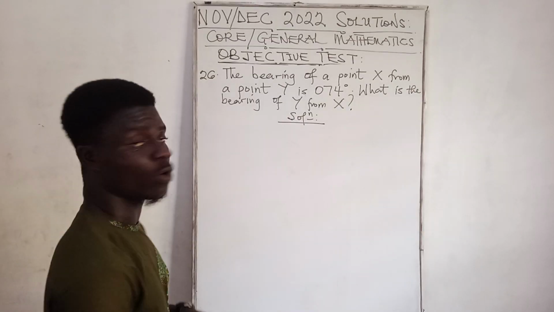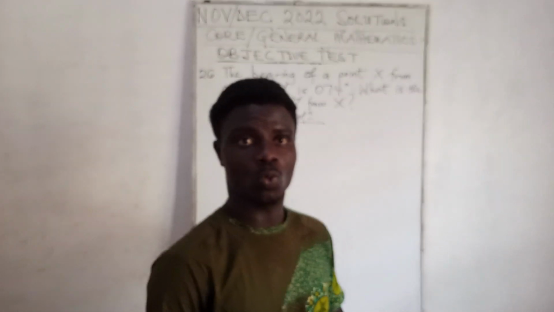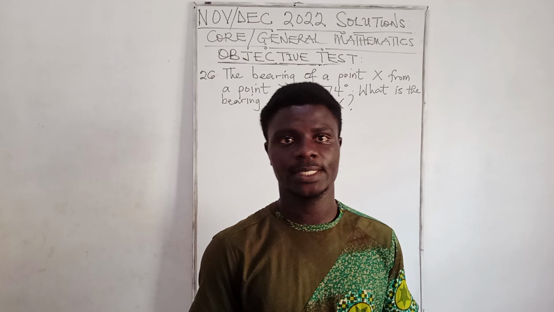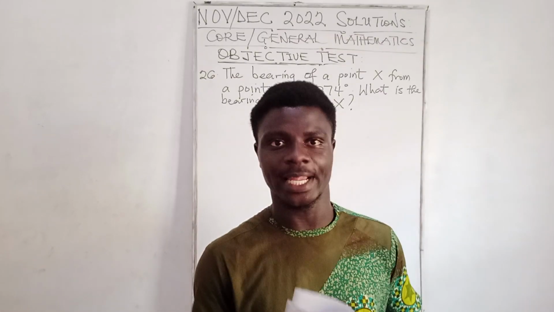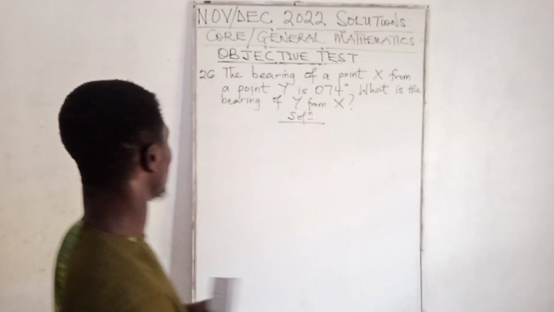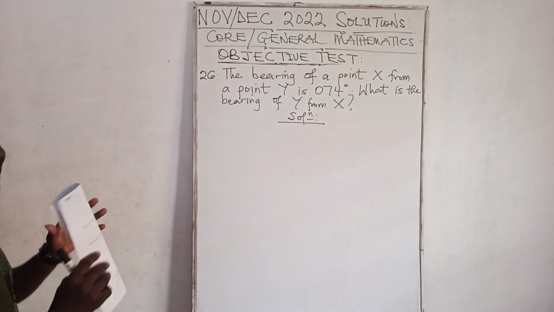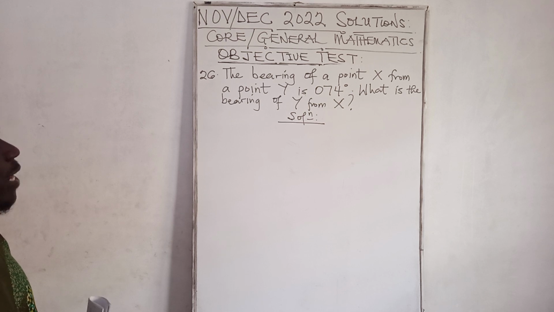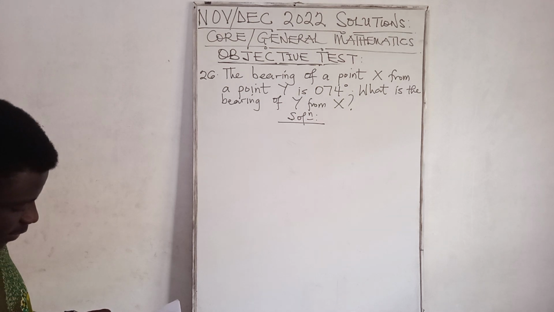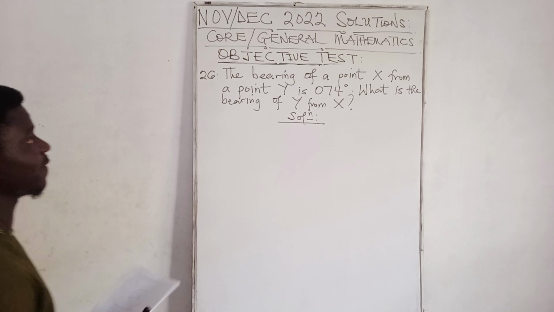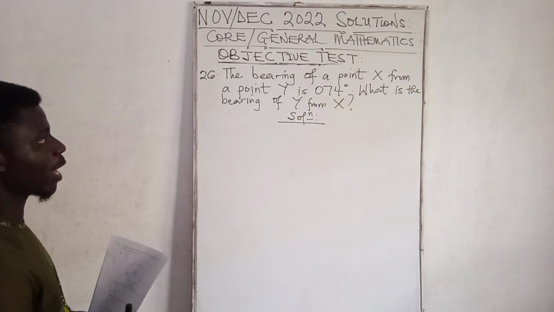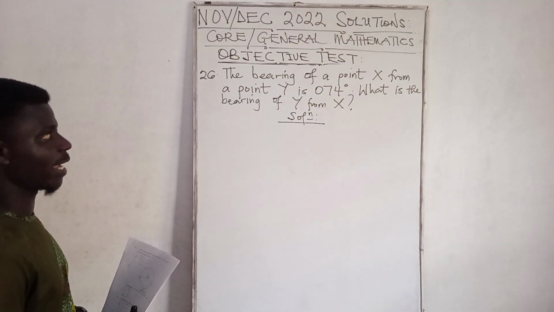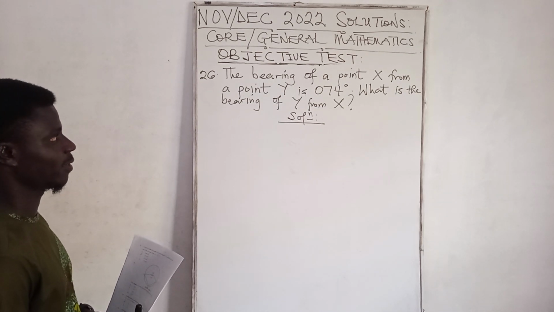This time around, we'll be solving from question 26 through to question 30. Question 26 states that the direction or the bearing of a point X from a point Y is 074 degrees. What is the bearing of Y from X?